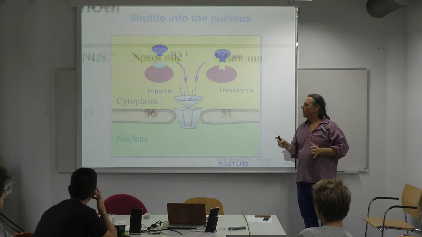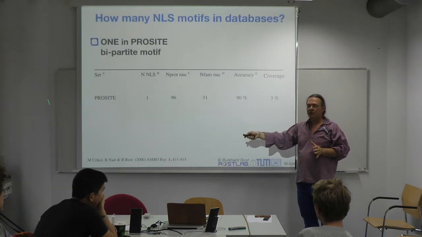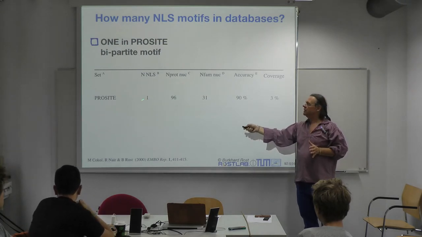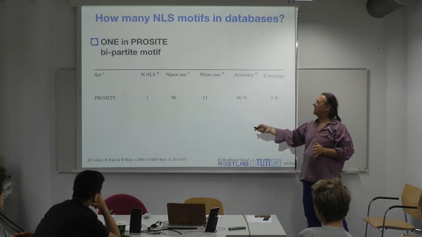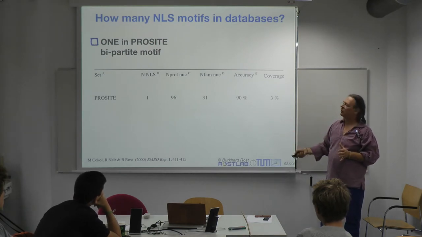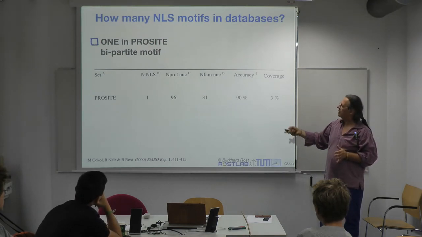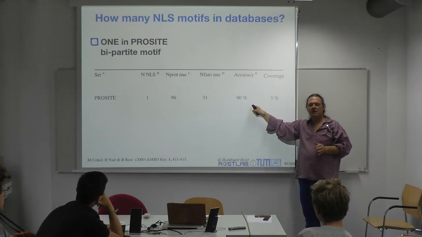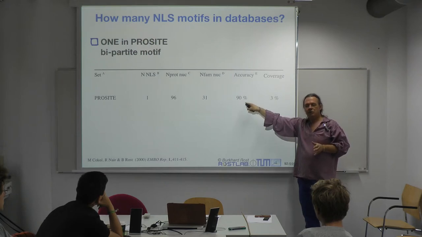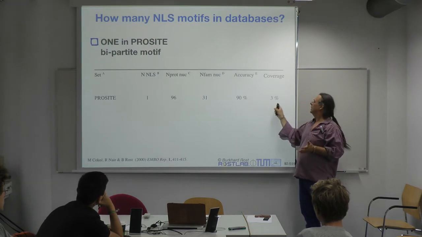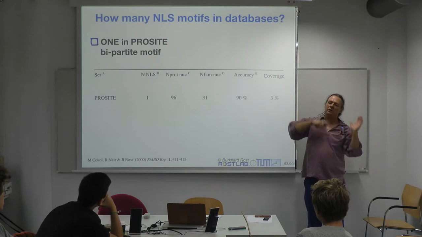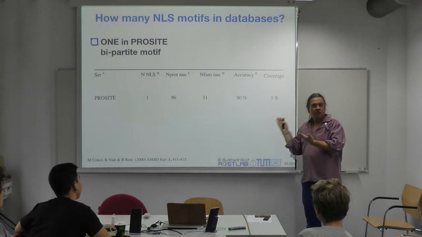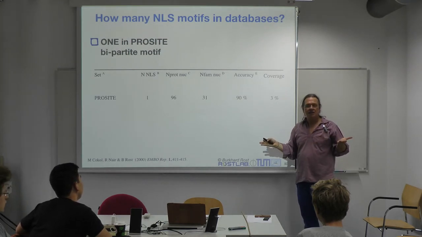Now, when we started our work, there was a database of protein sequence motifs, PROSITE, that contained one NLS. That NLS matched 96 nuclear proteins from 30 or 31 different families. 90% of the proteins with known localization that it matched were nuclear proteins. 3% of all the nuclear proteins that were known at the time were matched by it. So this sounds like the nuclear localization signal is exactly a signal that works.